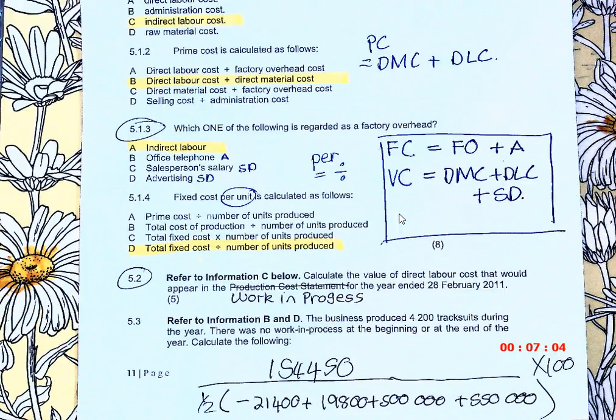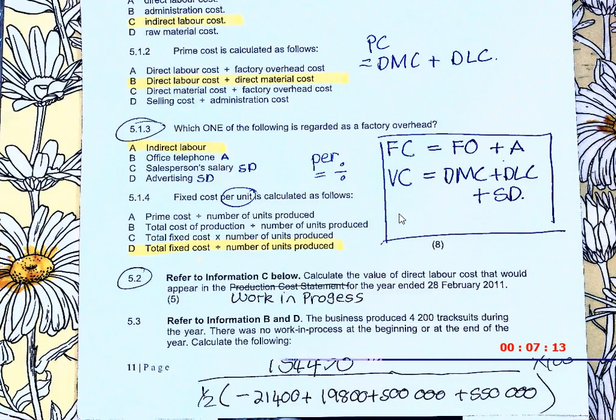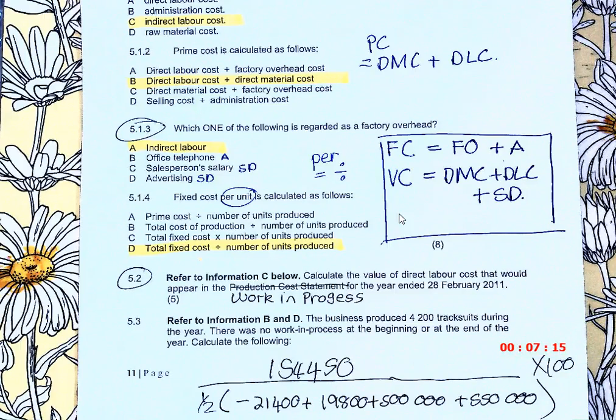Total direct labor at the top, units at the bottom. If I say to you, calculate for me the prime cost per unit, what would be on top? Prime cost. What would be at bottom? Units. What is prime cost? Direct labor and direct material. Can you see? You have to know it.